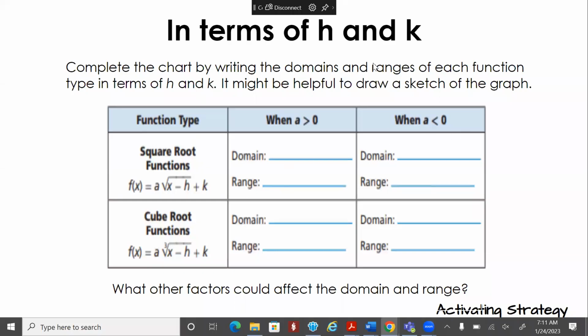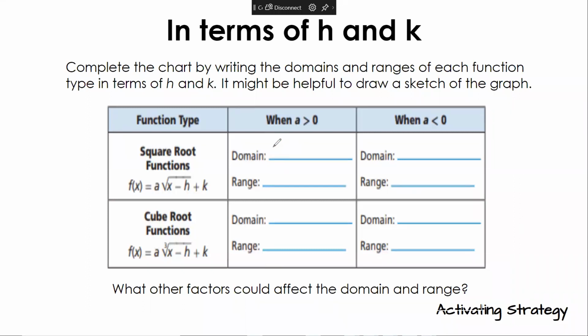Okay, so complete the chart by writing the domains and range of each function type in terms of h and k. So for this one, what is the domain and range? So for a square root, what is the domain and range? Well, the domain is going to be my x values, right? The domain is going to be h to positive infinity. So it's whatever the h term is, to positive infinity. My range is going to be from k to positive infinity.